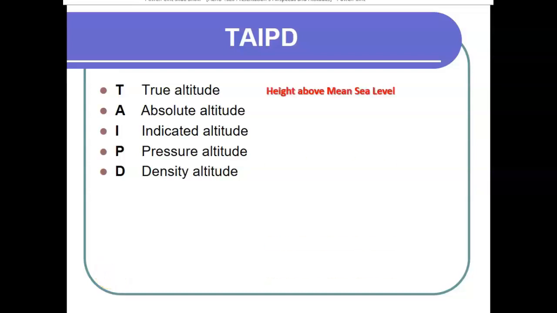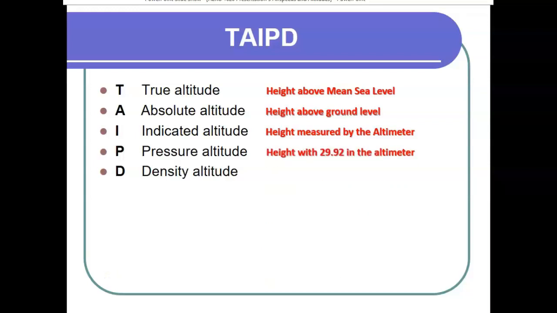Remember, true altitude is height above mean sea level. Absolute altitude is height above ground level. Indicated altitude is the height measured by your altimeter when it's set to the local altimeter setting. Pressure altitude is the height that is indicated by the altimeter when you have the standard pressure set of 29.92 inches of mercury. And density altitude is pressure altitude corrected for temperature.